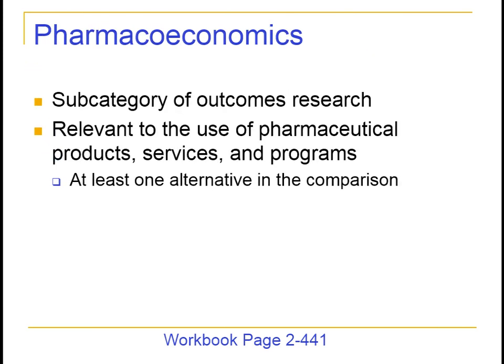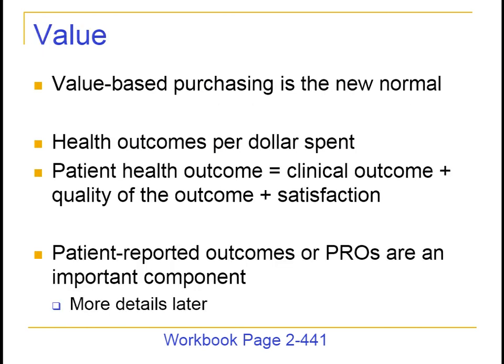Pharmacoeconomics is a subcategory in which one of the alternatives must be related to pharmaceutical products, services, or programs. And all of this is related to value. Value-based purchasing is the new normal in the healthcare world. And this is health outcomes per dollar spent. A patient health outcome is the clinical outcome, the quality of the outcome, plus the satisfaction. And we'll be talking about this more when we talk about patient-reported outcomes, or PROs, because those are an important component.